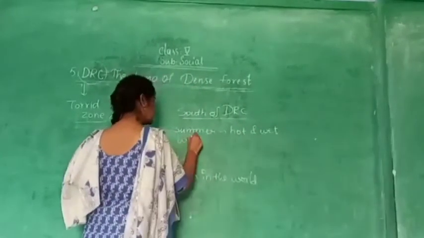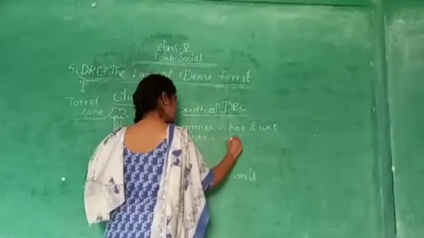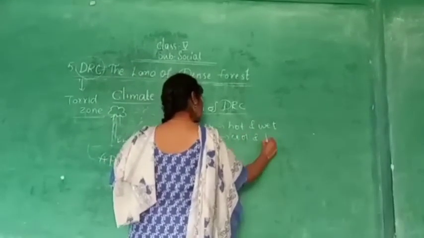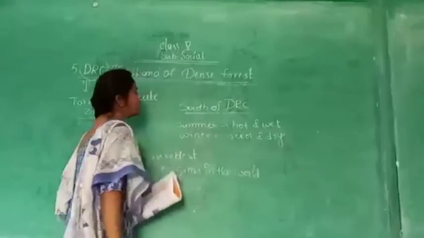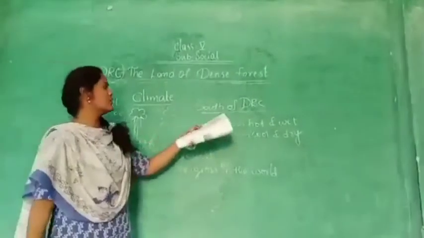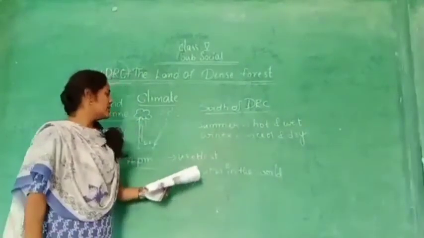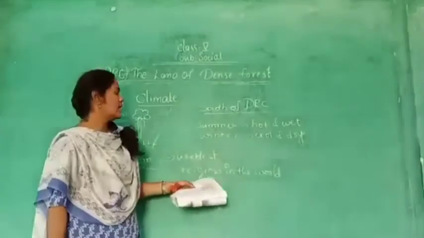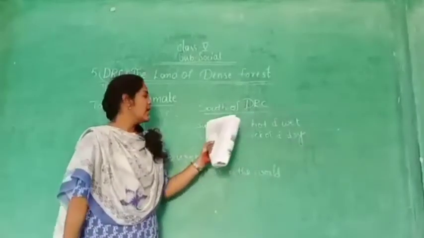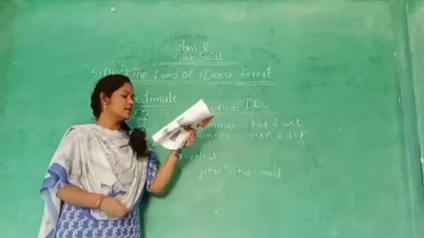And winter is cool and dry. So in some parts of the DRC, especially in the south of the DRC, the rainfall will not occur there. So by that, what will happen? The summer will be hot and wet and the winter will be cool and dry.